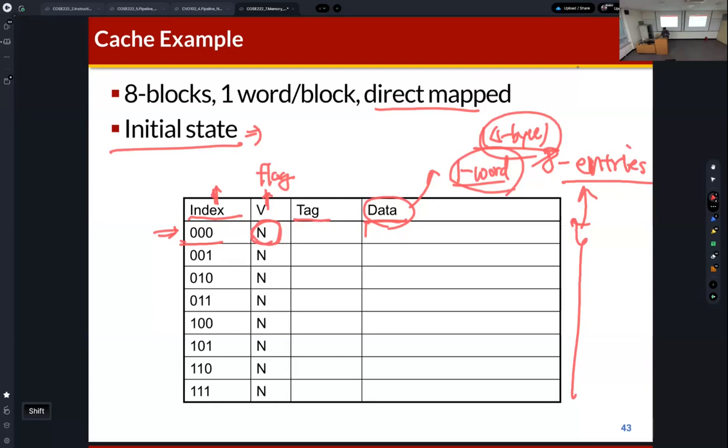So what does that mean? Initially, the cache does not have any data, right? You can find the N. So which means that all cache entries are invalid. So this cache is empty. There is no data in the cache. So the tags are all zeros, and the data are all zeros. So all cache entries are invalid initially.